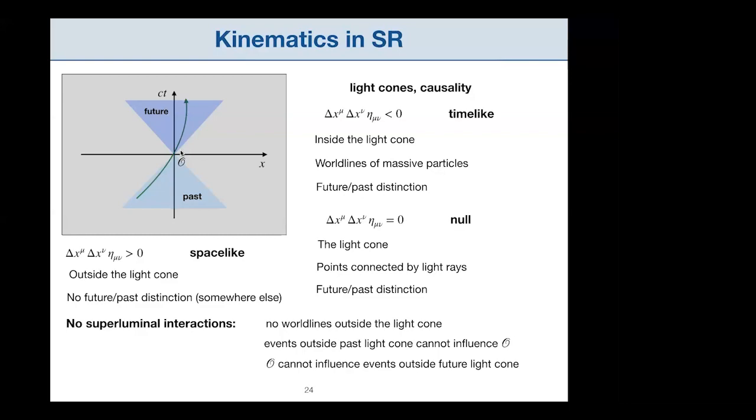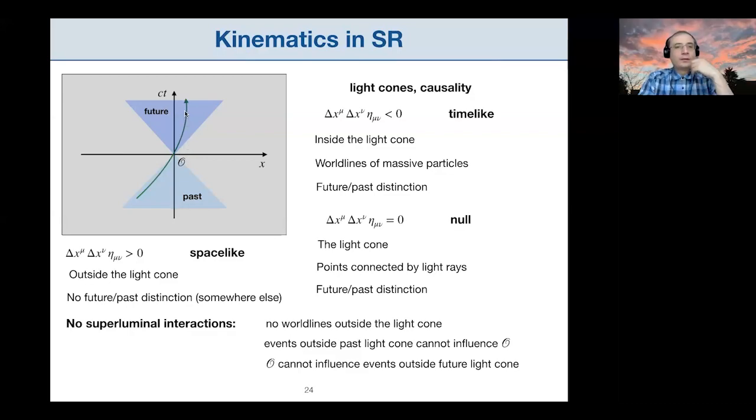Yes, please. If events lie outside of the future light cone, can they also influence the O value? No. In most of physics, we assume that there is some kind of causality going on, meaning that it is the future state of affairs which is determined by the past one, not vice versa. How could I explain that?